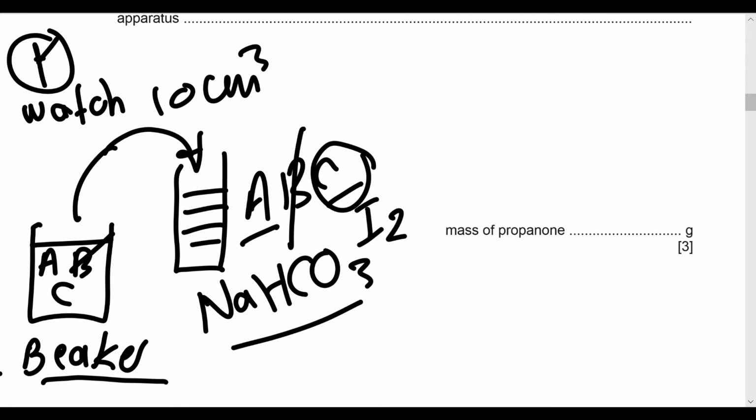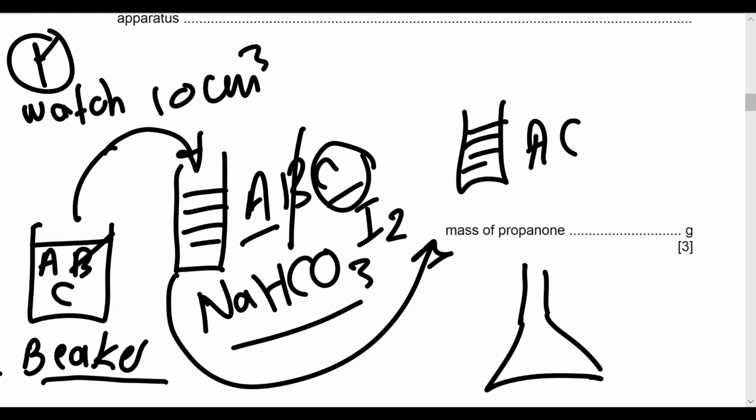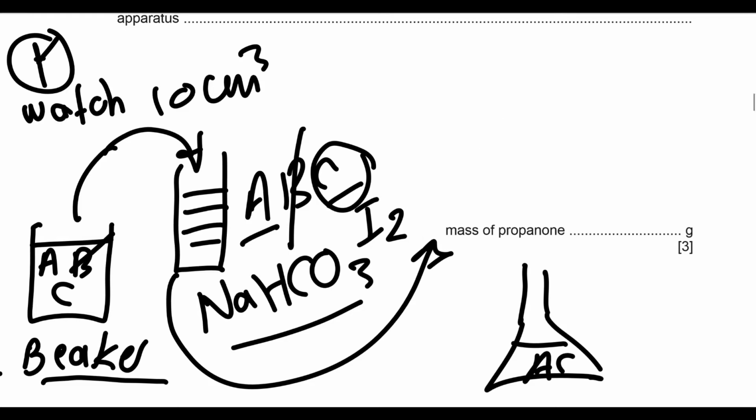How are you going to determine the iodine? You will take this test tube after you have removed all the acid. So here you have only A and C. This solution you will transfer to the conical flask, this one here, A and C. Then you will make a titration.